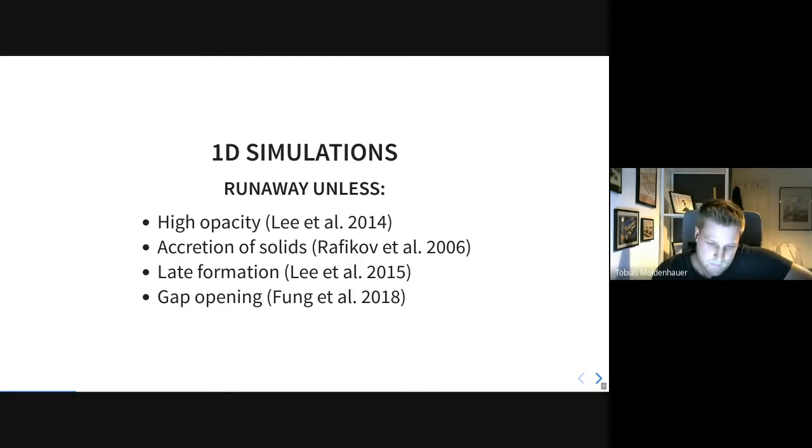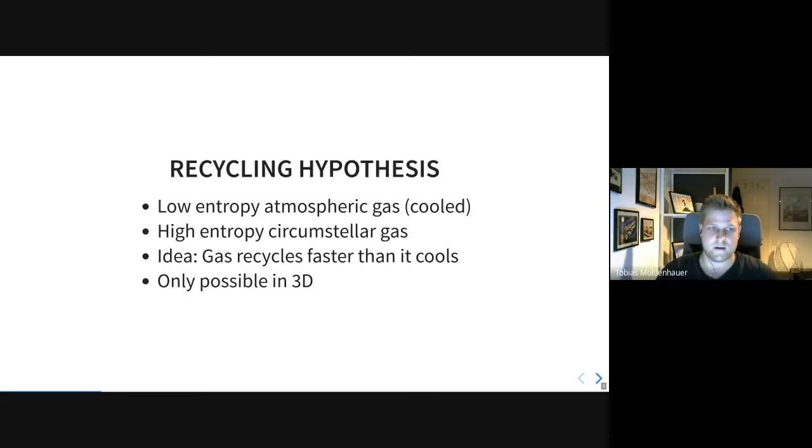So there's an additional mechanism, in addition to those that were studied in 1D simulations, which is the so-called recycling hypothesis. The recycling hypothesis states that the low entropy atmospheric gas that has cooled, so the gas of the protoplanetary atmosphere cools and therefore has a low entropy, is now being recycled with high entropy circumstellar gas.